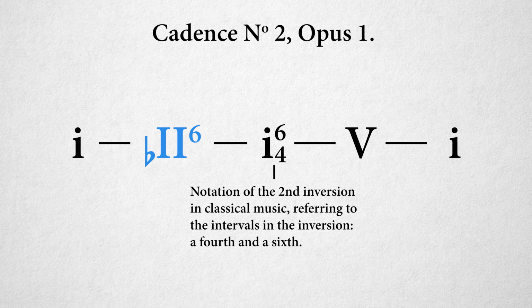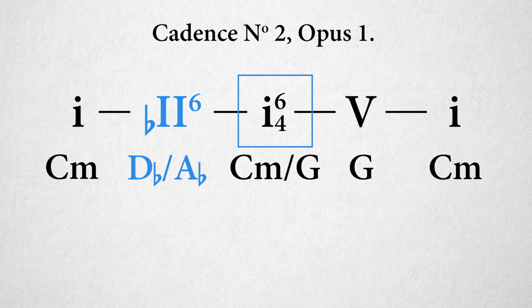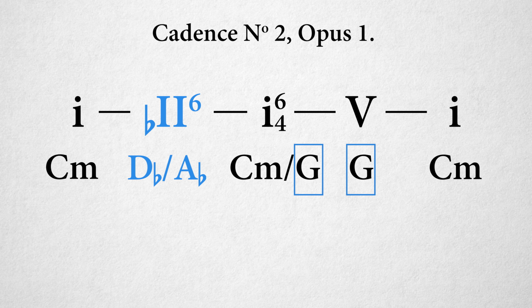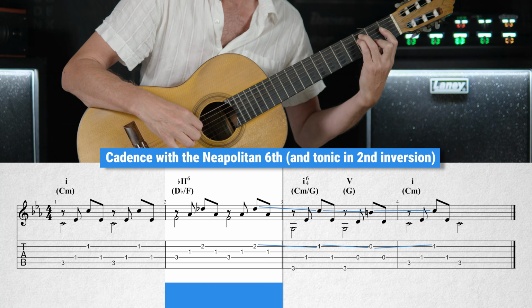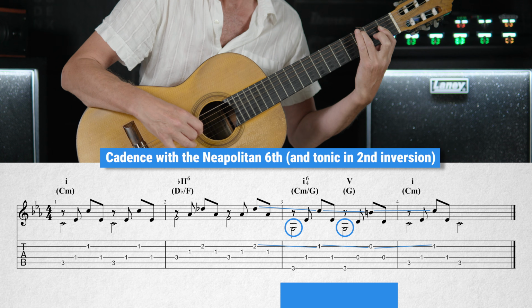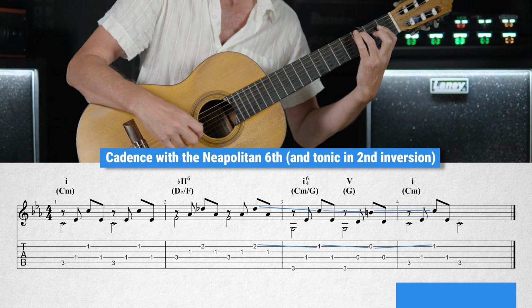The second option is to squeeze a second inversion of the tonic between the Neapolitan chord and the dominant. Now this one is in C minor, and by using the inversion of the tonic we now have 2 times the dominant 5th, G, in the bass. The sound is now prolonged over a longer time, and that makes it even more dramatic.